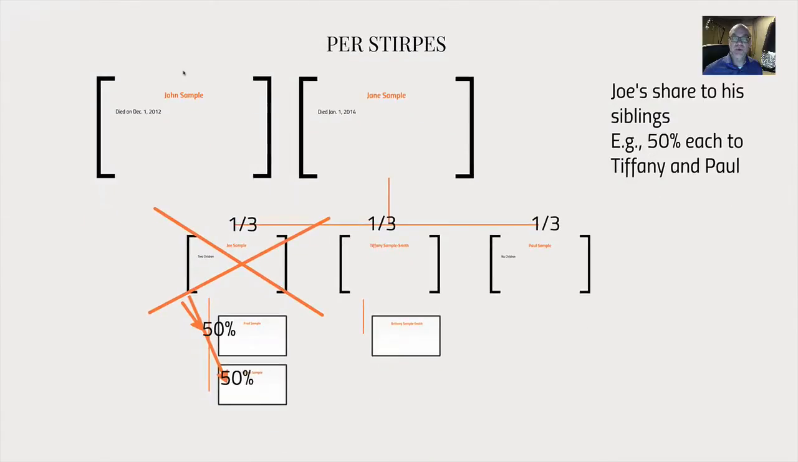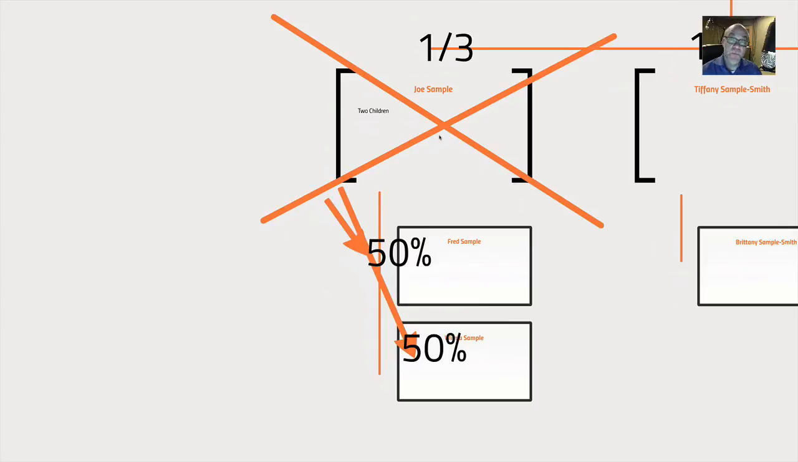So let's look at per stirpes. So here we have, remember, Grandpa John passed away December 1st, 2012. Jane passed away January 1st, 2014. In our example, Joe passed away. Normally, the 3 kids, Joe, Tiffany, and Paul, would each receive 1/3, 1/3, 1/3. If this was per capita, Joe's 1/3 would go to his brothers and sisters, so they'd get 50-50. Under a per stirpes distribution, Joe's 1/3 goes to his children 50-50 equally. That's called a per stirpes distribution.